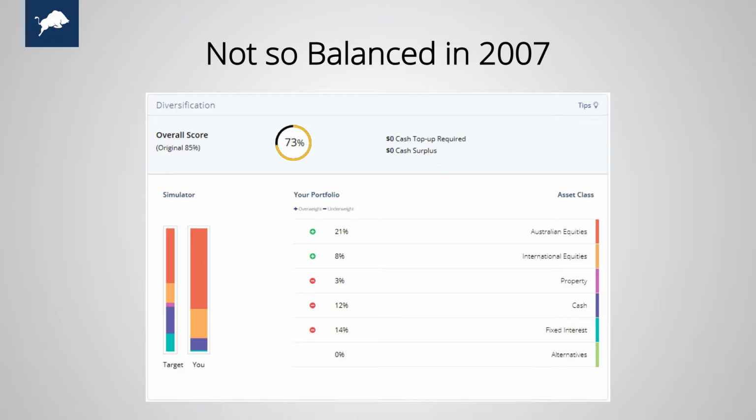So what we need to do to bring this portfolio back into balance would be to trim 21% of the Australian equities holding, trim 8% of the international equities holding, and then just redeploy that between cash, property, and fixed interest. Now, in hindsight, if we were to do that at this point in time, we'd be adding more cash, we'd be taking away from equities, and that would be putting us in a better position for when the GFC actually happened. So that's why we say 85%.